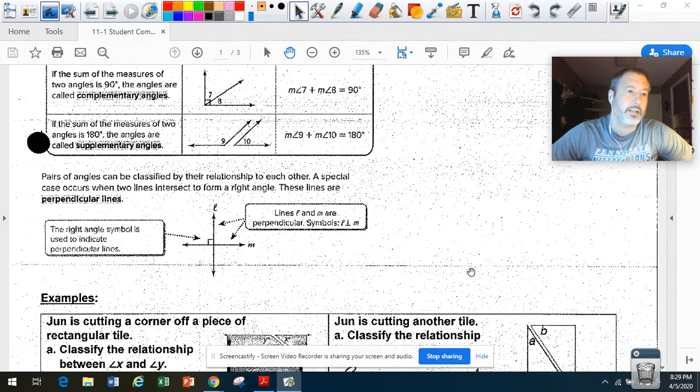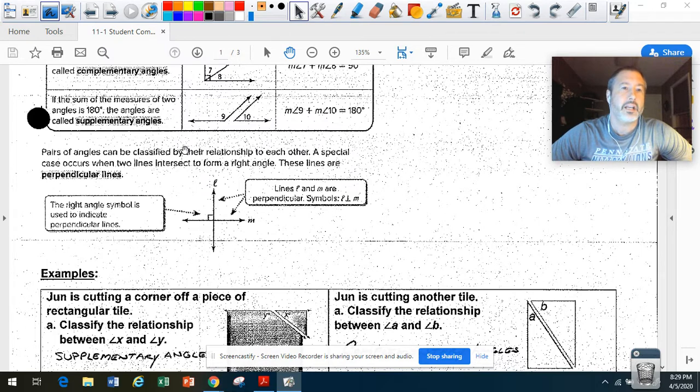It says down here, pairs of angles can be classified by their relationship to each other. A special case occurs when two lines intersect to form right angles. These lines are perpendicular lines. Okay, so let's look here at a couple things. It says a right angle symbol is used to indicate perpendicular lines. You see this little square here in the corner. That square right there means, hey, this is a right angle.